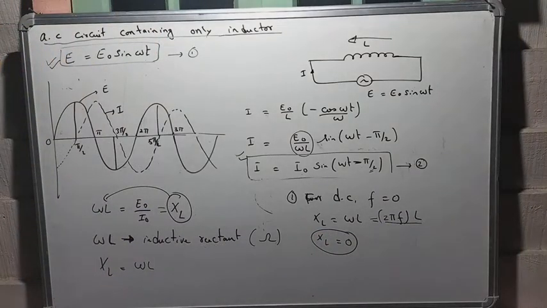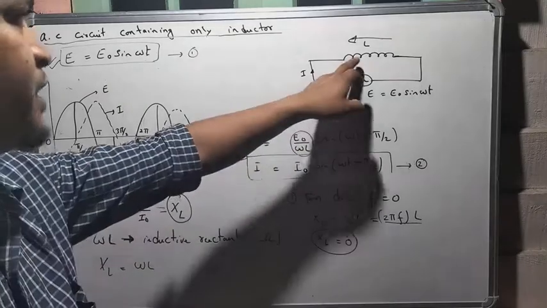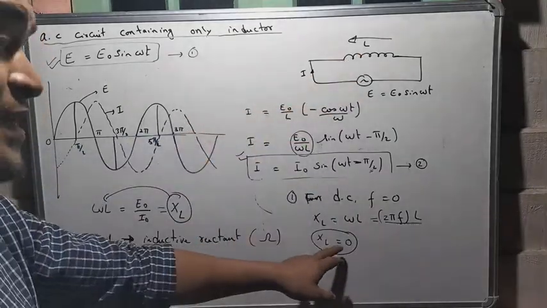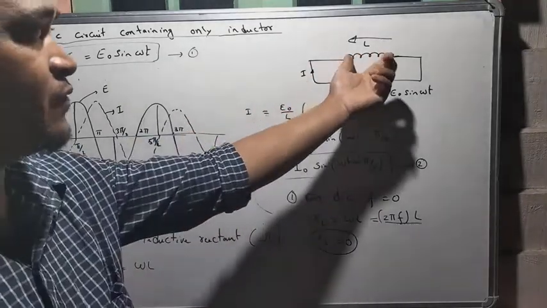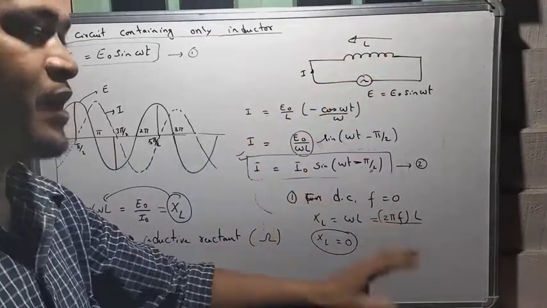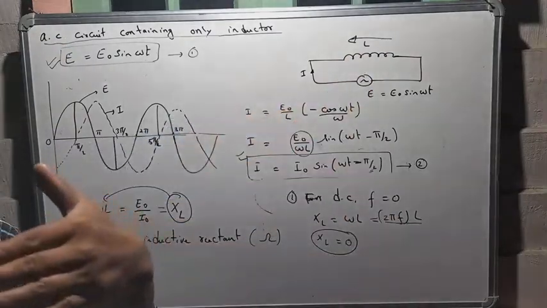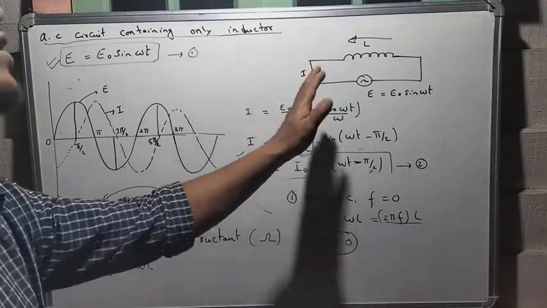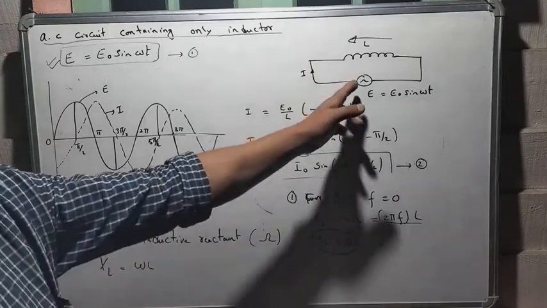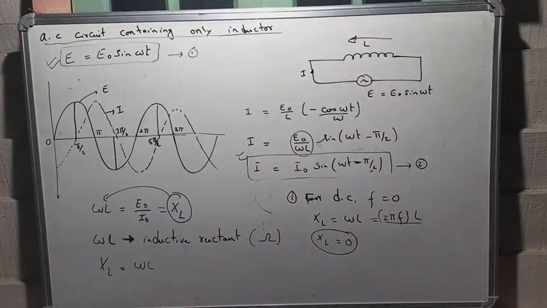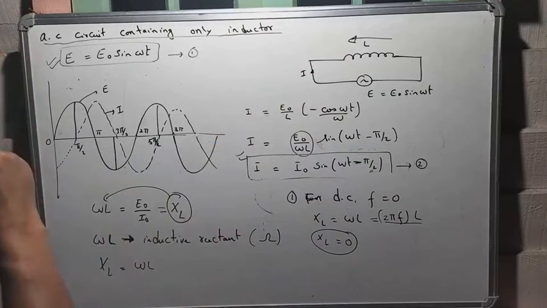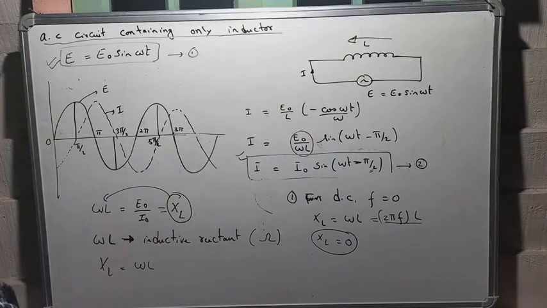What does it mean? Because XL equals 0, it means the resistance which is offered by the inductor for a direct current is 0. Or we can say that this inductor offers 0 resistance for a direct current. It means when a direct current is passing through this coil, this current will pass freely without experiencing any resistance by the inductor.